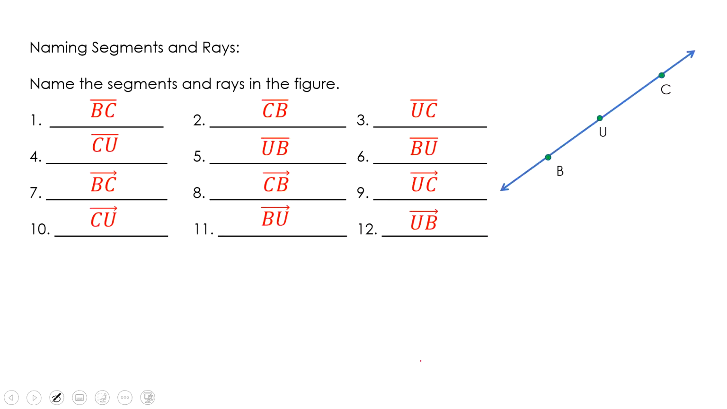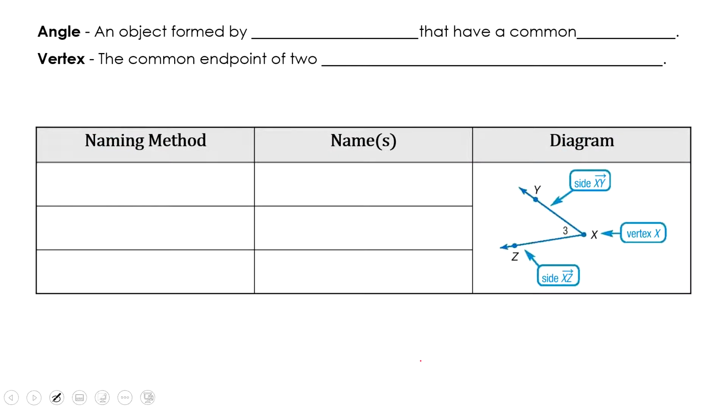Okay, let's move on, because we needed to introduce what rays are to talk about angles. An angle is an object formed by two rays that have a common endpoint. They also have a vertex, which is the common endpoint of the two rays that form an angle. We have a picture of our angle in the box there. You can see what they look like. Obviously, I think we know what angles look like.